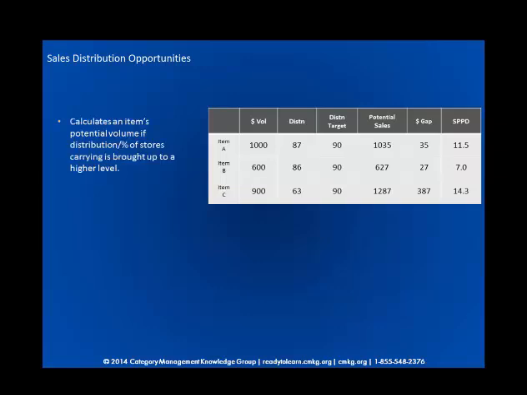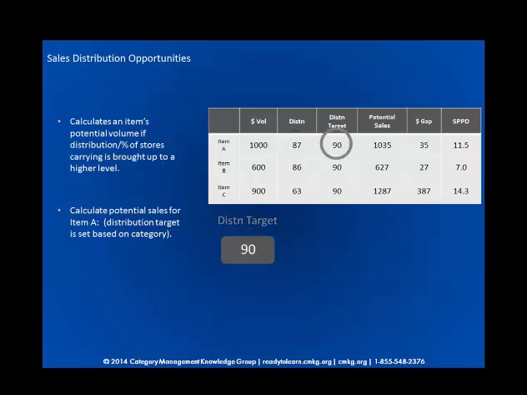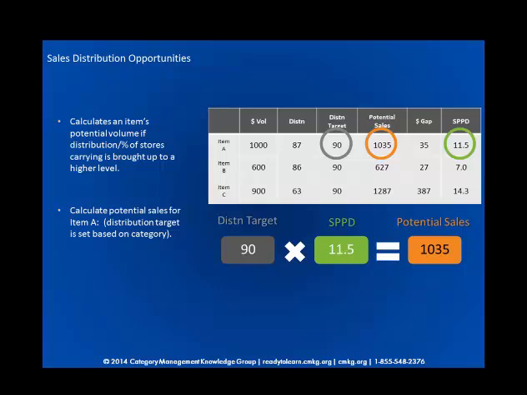So let's take that example and figure out what is the distribution opportunity associated with it. I'm going to add in a number of different elements and calculations here. If we were to want to calculate the sales potential for each of these items based on increasing their distribution, we would calculate as follows. We would take our distribution target. So if we want to have a 90% distribution across all of our key items, we would then multiply that by the sales per point of distribution to give us a number of potential sales.